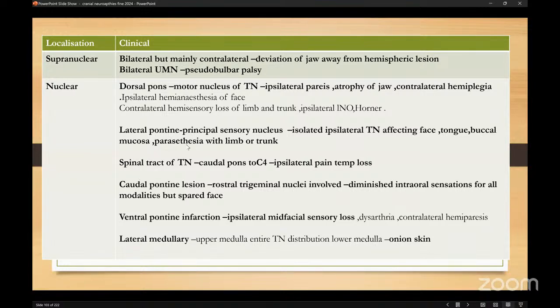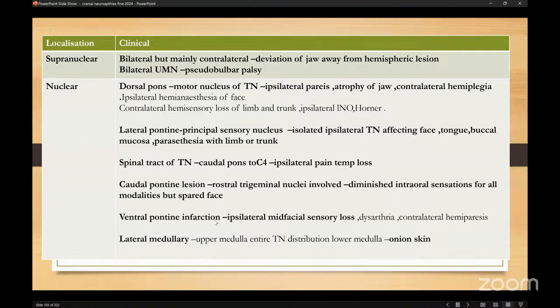If it's a spinal tract or trigeminal nerve involvement, then there can be ipsilateral pain and temperature sensory loss. So what is to be remembered actually is the lateral medullary syndrome. Okay, in the lateral medulla, if it is upper medulla involvement, then there can be entire facial sensory loss. Whereas in the lower lateral medulla involvement, you can get a balaclava phenomenon. Okay, and in ventral pontine infarction, there can be only mid-facial sensory loss.